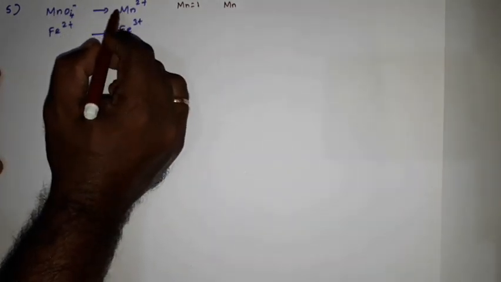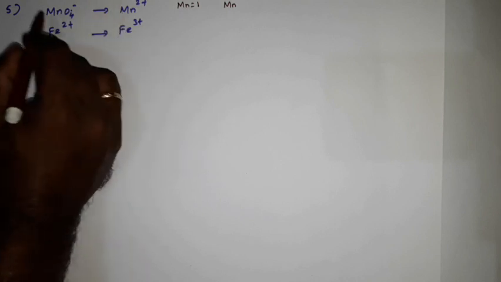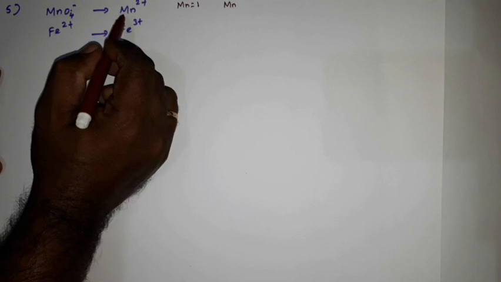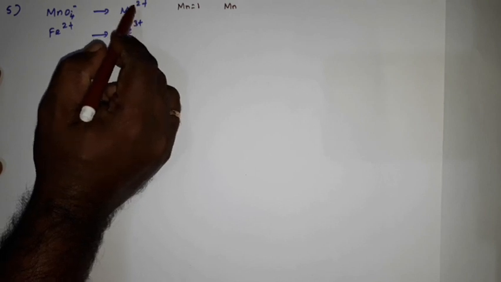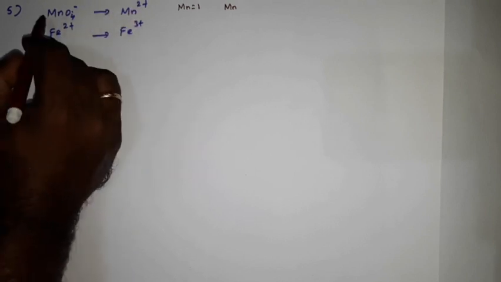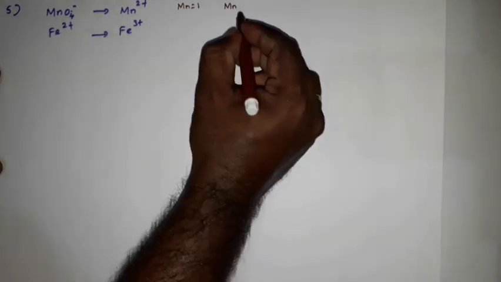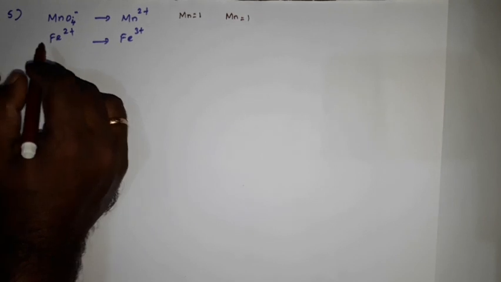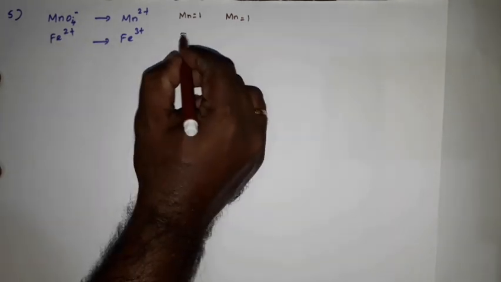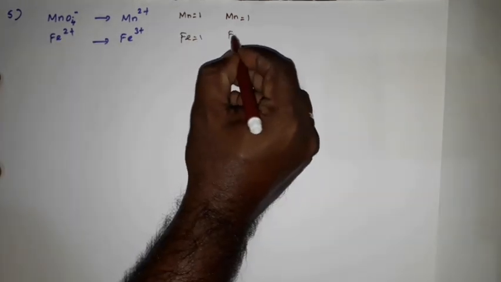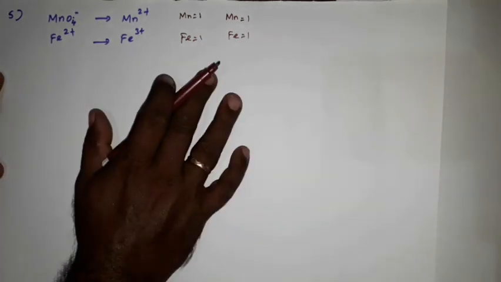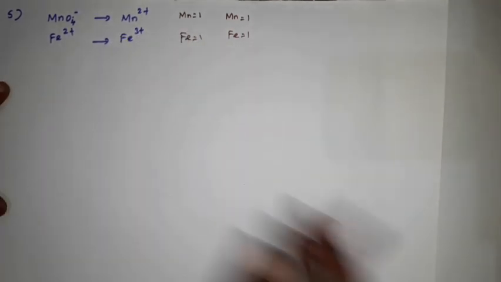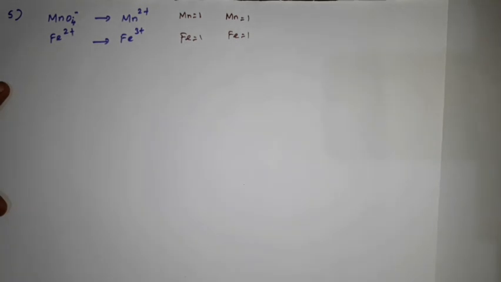To balance, you have to put the number in front of the symbol, so don't confuse it with these charges. Here only one manganese, here also one manganese, so there is no change. Here one iron, here also only one iron atom, so there is no need to put any number to balance this equation.